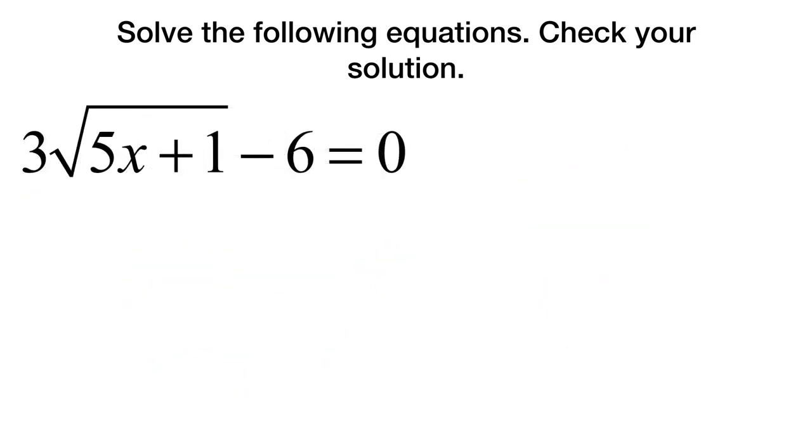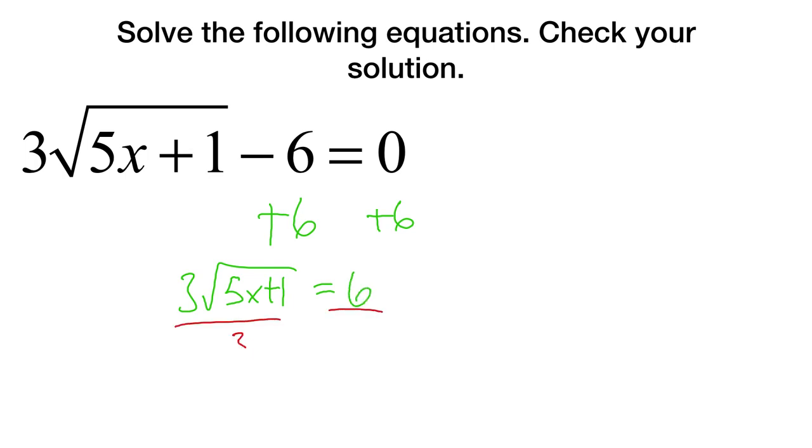All right, let's try this one. In this case, we have two things we need to do. First, we're going to get rid of this minus 6. I'm going to add 6 to both sides. Please always do adding and subtracting before you do any multiplying or dividing. That's just good planning. So we get 3 square roots of 5x plus 1 equals 6. Then we're going to divide by 3.